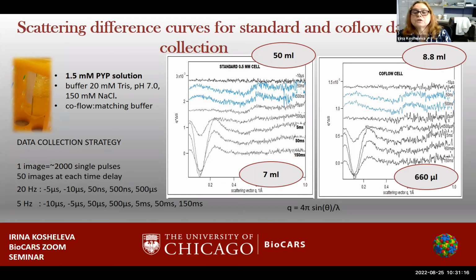The data collection strategy is basically the same. One image is equal to 2000 single pulses. That means that if it is single bunch, we collect 2000 pump probes. If it is 24 bunch mode, we collect 2000 divided by 24 bunches, so 50 images at each time delay, and at 20 Hertz, time delays of 5, 10, 500 nanoseconds, 50 nanoseconds, 500 nanoseconds, and 500 microseconds, and at 5 Hertz, also a string of time delays up to 150 milliseconds.